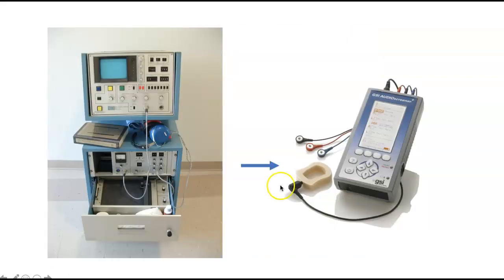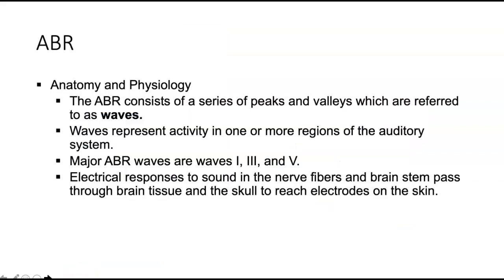Here's some other equipment. This is automated. This is how it used to be. There used to be a ton of equipment that they would use in a hospital. Now these are used for kids for the newborn hearing screening. They have a cup transducer, so they put it around the ear and record the responses with these placed at different points like I just showed you.